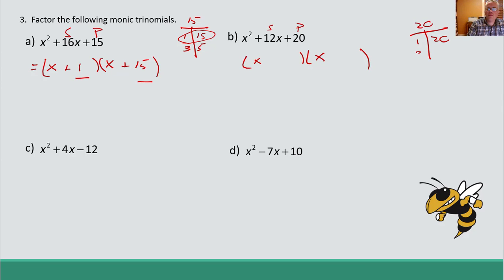So 1 times 20, 2 times 10, 4 times 5. Those are all the factor pairs. We need the one that adds up to 12. That would be 2 and 10. So plus 2, plus 10.